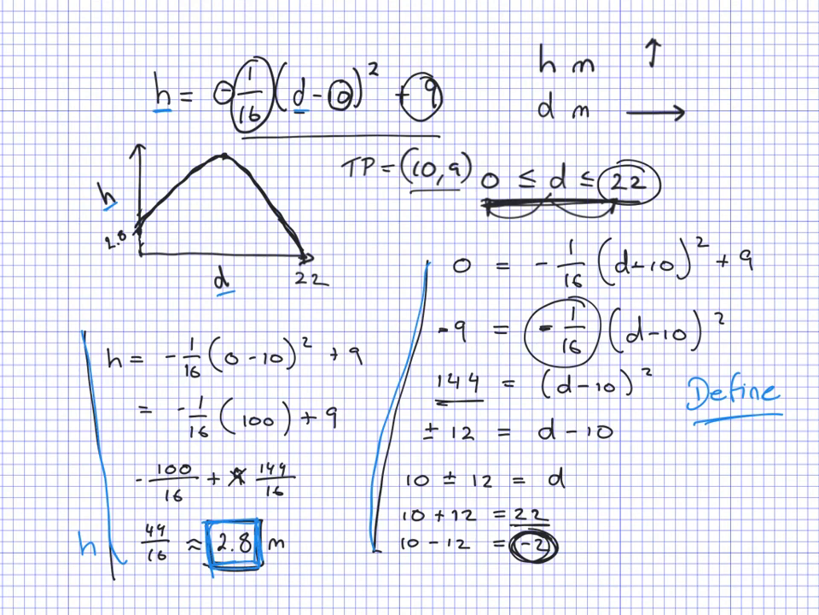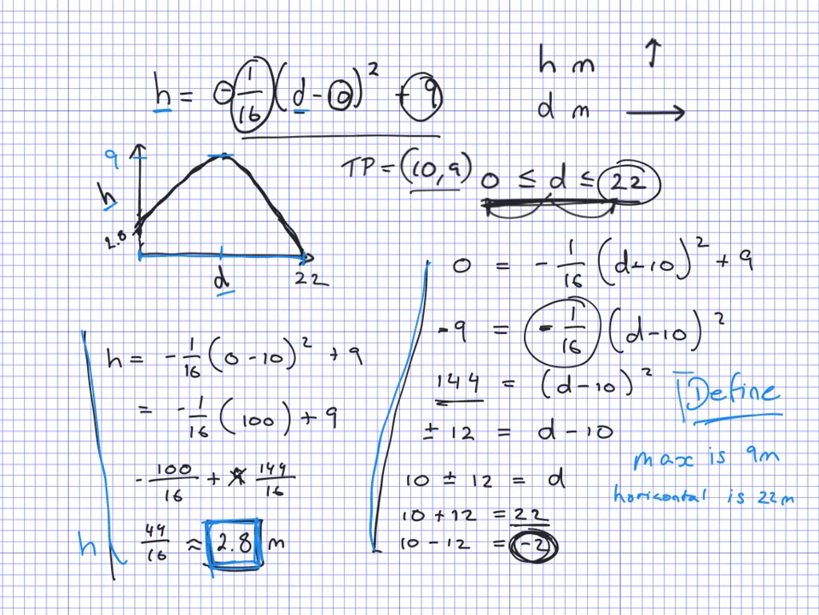It said to sketch. Question B says, what is the maximum height the javelin reaches? So again, looking at our graph, we can see the highest point is here. It occurs after 10 meters and it is a height of 9 meters above the ground. So you would say max is 9 meters. All right. Then question C, what horizontal distance does the javelin travel? So again, we're looking at this horizontal distance here. We can see it goes from 0 out to 22. So we could say that the horizontal is 22 meters.